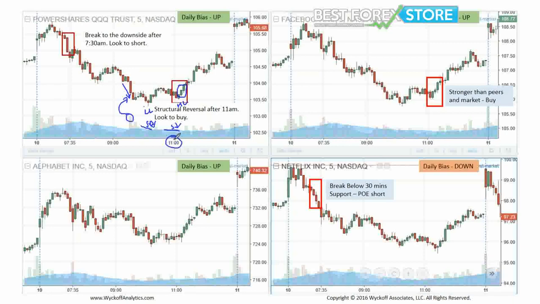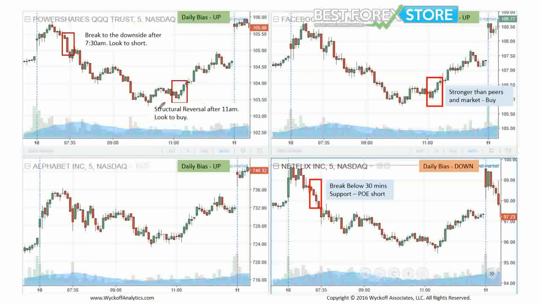Pacific. This is where the lunch session is done, and therefore you might expect either continuation of the previous move, or some kind of reversal in the opposite direction. So reversal is happening right here, and what would we be trading? We don't want to trade Netflix anymore because of the down bias. We want to trade something that is going to be stronger than the peers in the market.